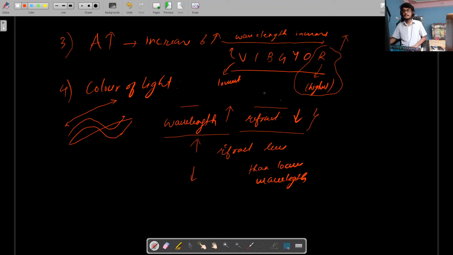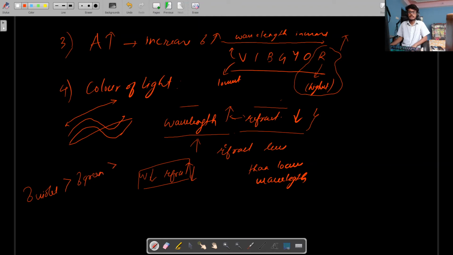Since red has the highest wavelength and the lowest refractive index, red will be the least deviated. And violet, being the one with the least wavelength, will have the highest refractive index. So violet will be the maximum refracted and red the least refracted. So the angle of deviation of violet will be greater than that of, let's say, green, in the middle of the spectrum, which is greater than the angle of deviation of red.